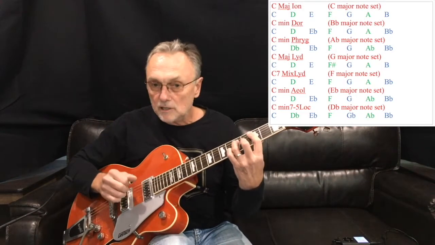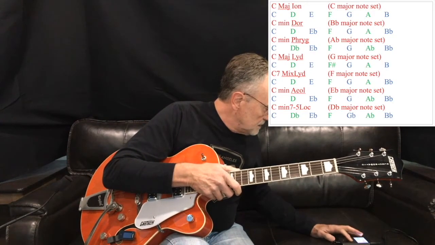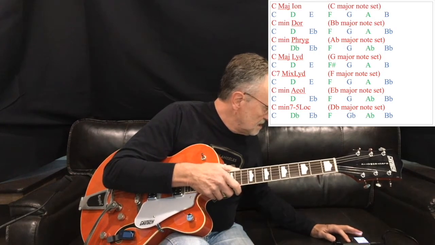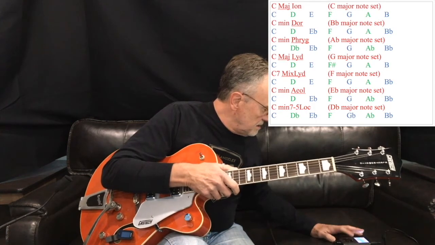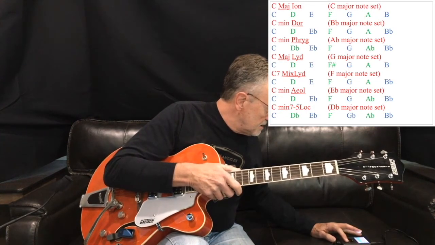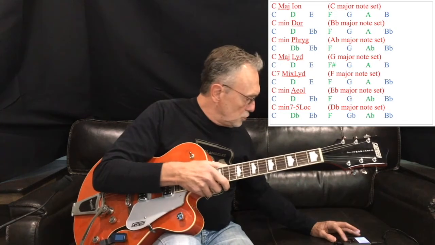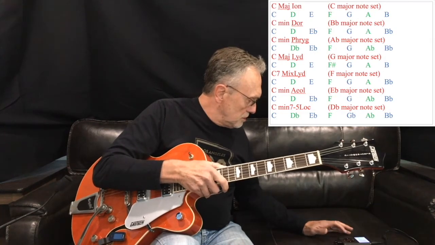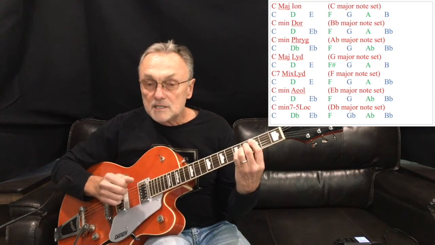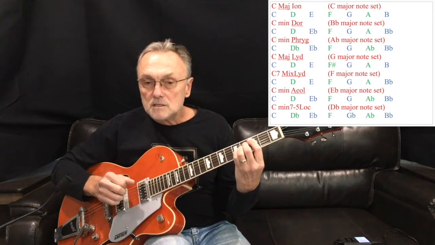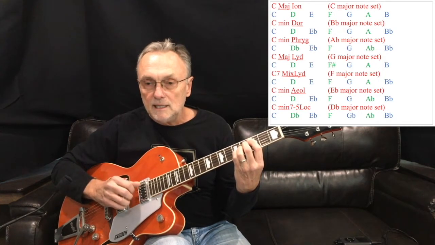Okay, C Aeolian. C Locrian, last one. Let's see if we can find it. Nope. C Locrian. C Locrian is the 7 chord. C minor 7 flat 5 is the 7 chord of what key?